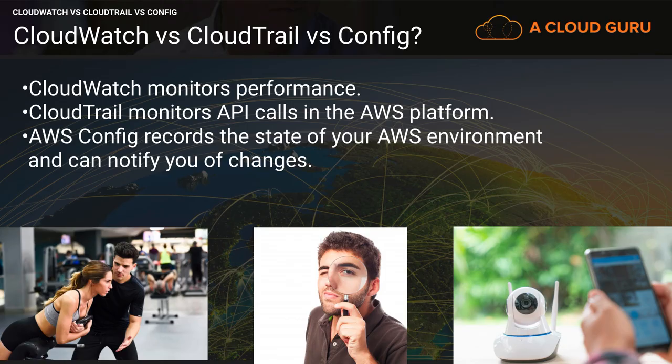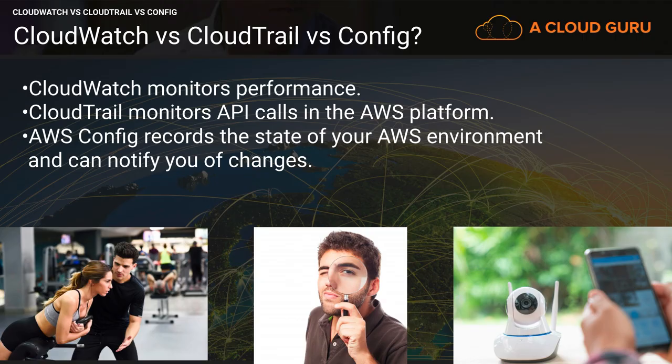And then we have AWS Config, and the way I like to think of it is as a CCTV system. So it's going to record the state of your AWS environment and will notify you of changes. So if you want to know what the rules were on your security groups from 3 weeks ago, you can use Config for that. CloudWatch and CloudTrail wouldn't tell you that.